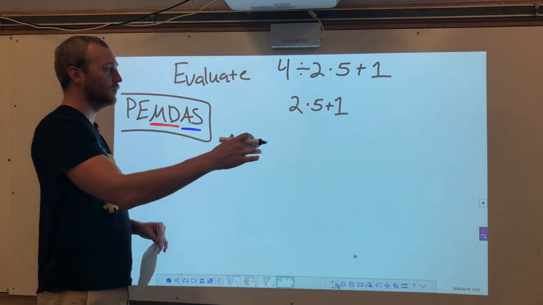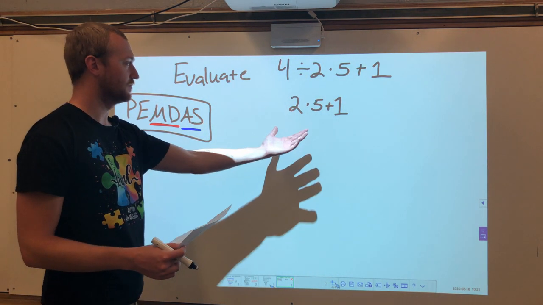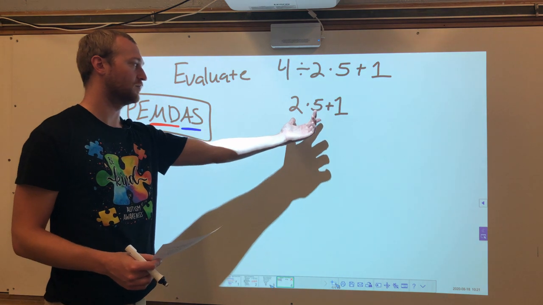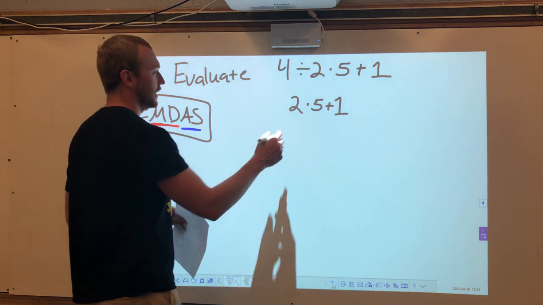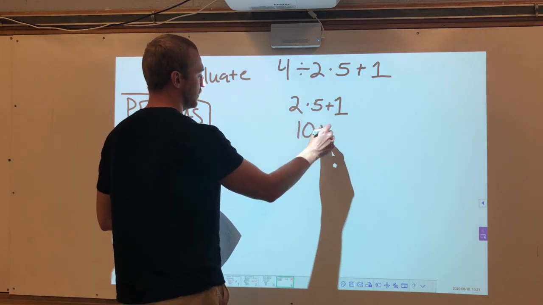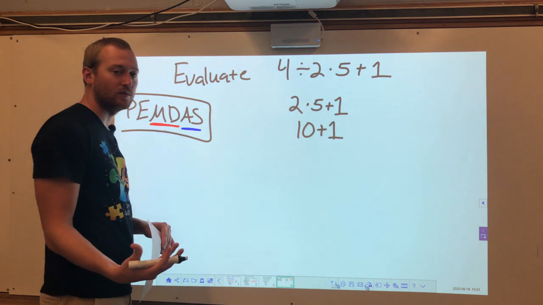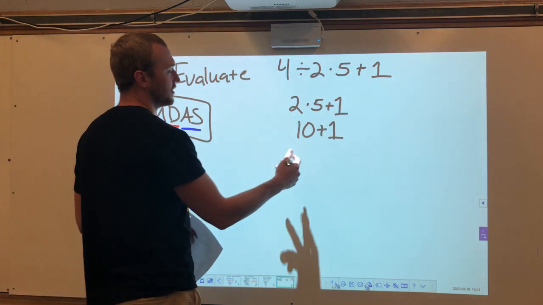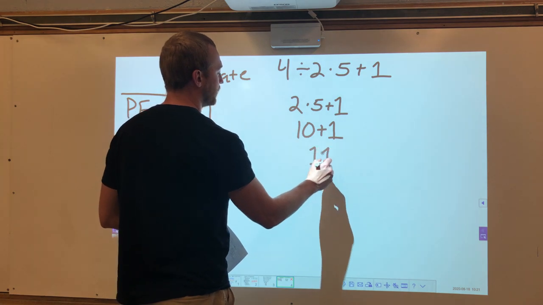Again, we're going to do our next operation, which here would be multiplication. 2 times 5 is 10, plus 1. Lastly, our last operation is to do 10 plus 1, and get 11.